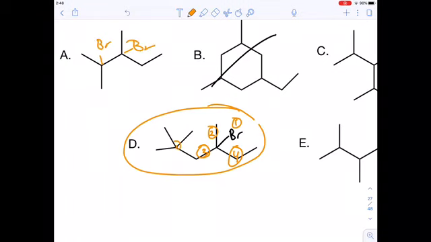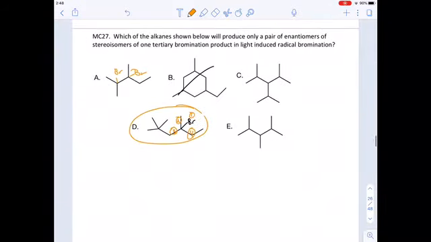You can compare A and D because the reason A didn't work is because Br could add here or here because it had 2 tertiary hydrogens. D, they eliminated that by adding an extra methyl. So there was only 1 tertiary hydrogen that the Br can add to, hence only 1 pair of enantiomers.